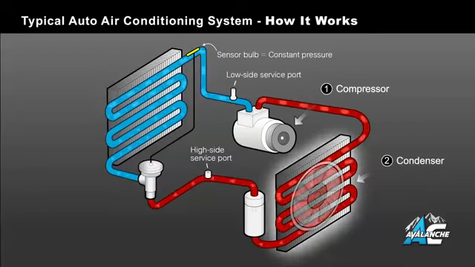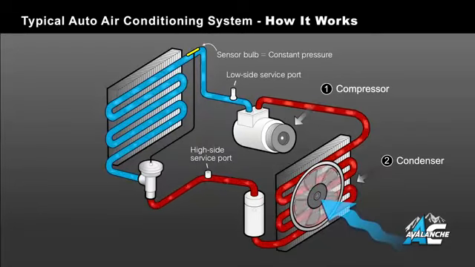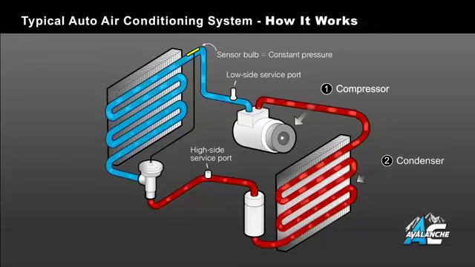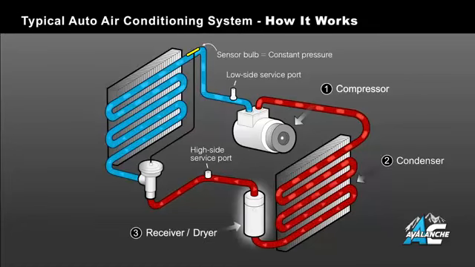The condenser does just that. Cool air flows across the condenser, cooling the high-pressure, high-temperature gas, turning it into a high-pressure liquid. As you can see, the gas remains red, high pressure, but changes to arrows indicating it's changed to a liquid. The high-pressure liquid flows through the receiver dryer, having a desiccant bag inside it to filter and absorb small amounts of moisture that may contaminate the refrigerant.